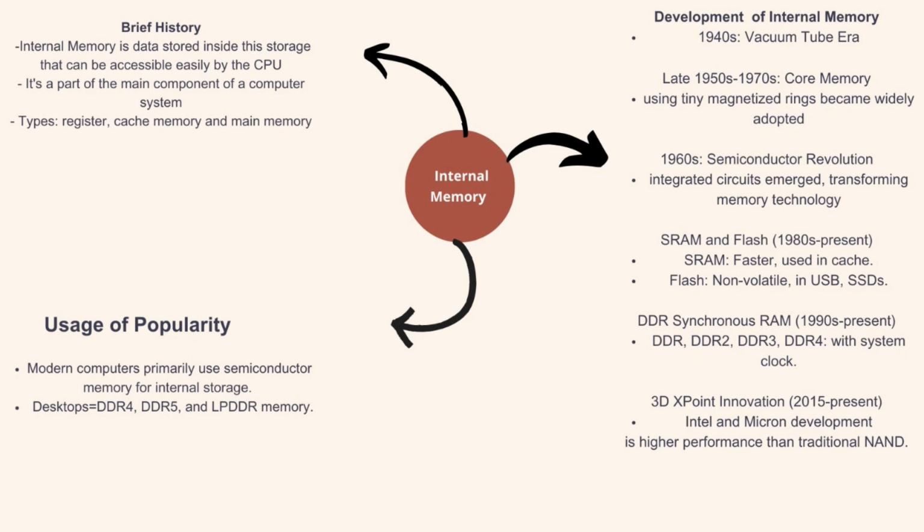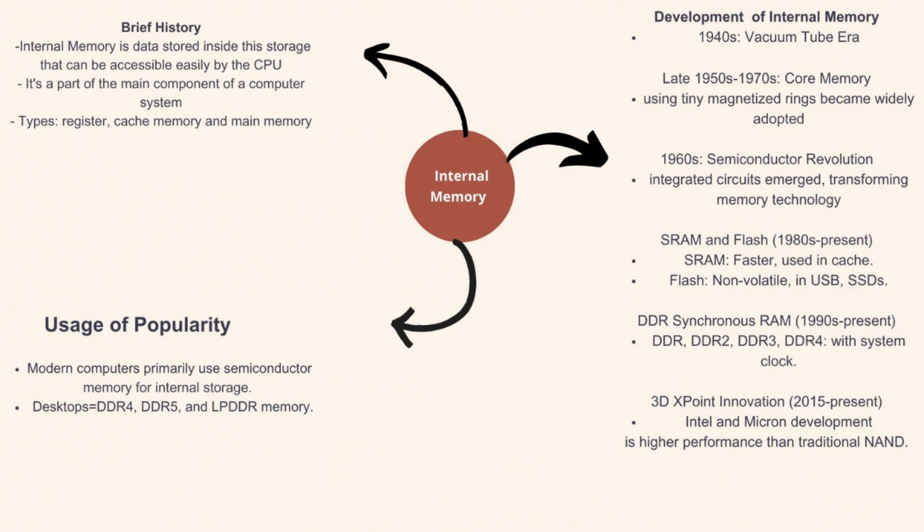The development of internal memory in the 1940s used the vacuum tube era. In the late 1950s to 1970s, core memory with magnetized rings became widely adopted. In the 1960s, semiconductor evolution transformed memory technology. From the 1980s till now, they are using SRAM and flash. SRAM is faster and used in cache, while flash is non-volatile, used in USB and SSDs.